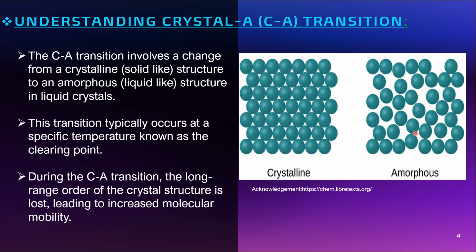During the Ca transition, this helical structure of the cholesteric phase unravels and the molecules organize themselves into layers. These layers are more orderly and parallel to each other compared to the twisted structure of the cholesteric phase. The Ca transition can be induced by factors such as temperature, pressure, or the presence of certain substances. Understanding and controlling this phase transition is essential for the development of liquid crystal based technologies including displays and optical devices. I hope that clarifies the Ca transition.